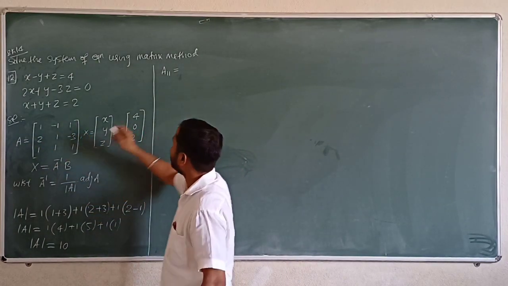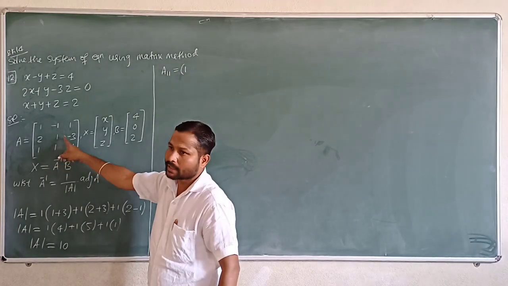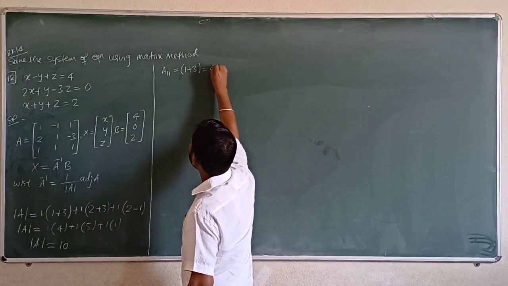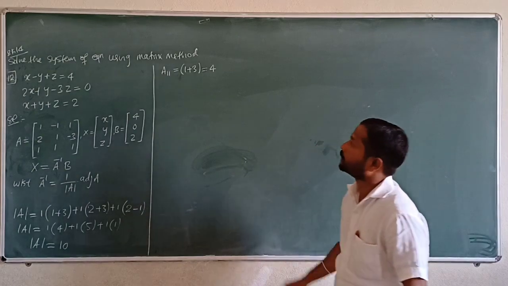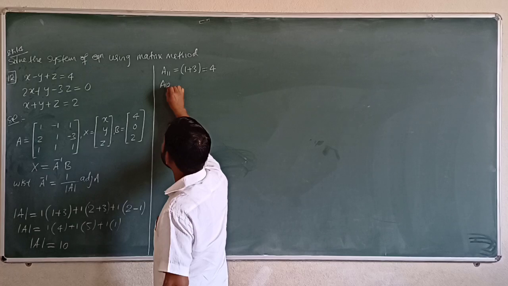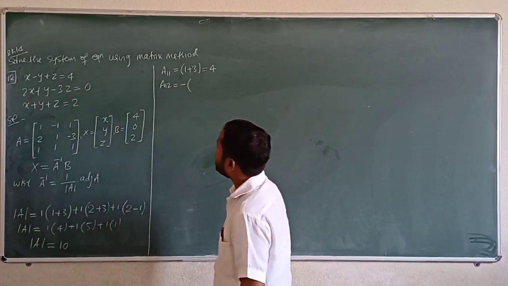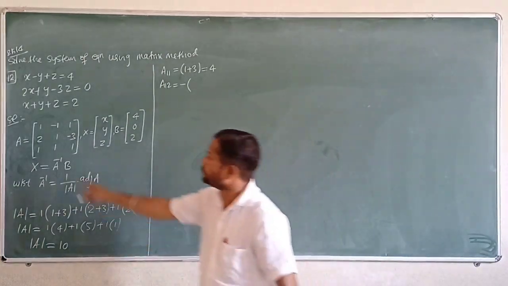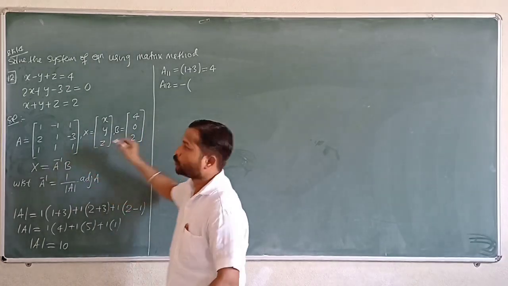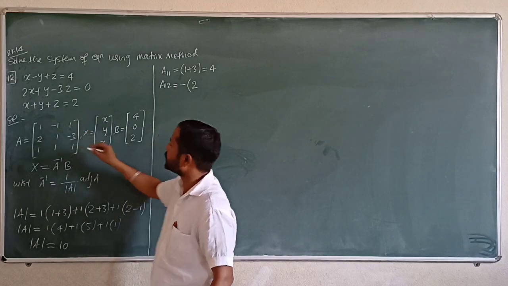1 1s are 1. Plus into minus is minus, minus into minus is plus. 1 3s are 3. 1 plus 3 is 4. The A11 cofactor is 4. Take A12 now. Is A12 positive or negative? This one is negative into, delete first row, second column. Then 2 ones are 2. Next, plus into minus is minus, minus into minus is plus.